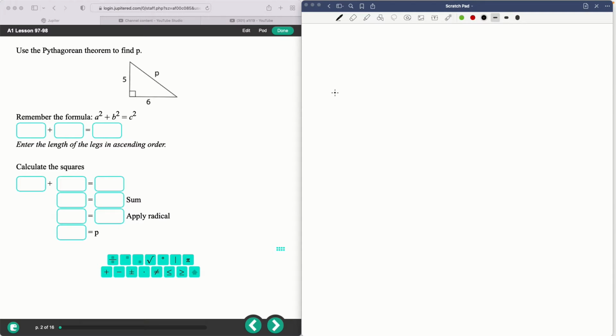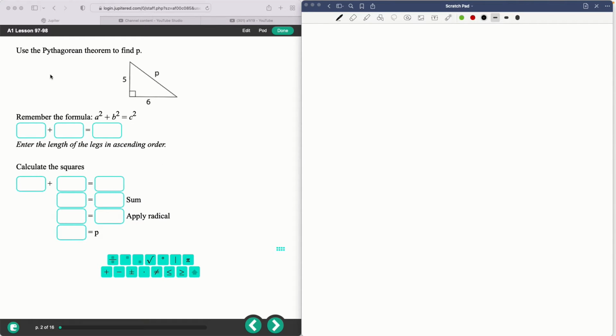The other thing that you can do is if you put the correct final answer in, I will give you credit for the whole problem. All right. So let's begin with problem number 1. We're going to work through each one and we're going to go over what goes in each blank and why.